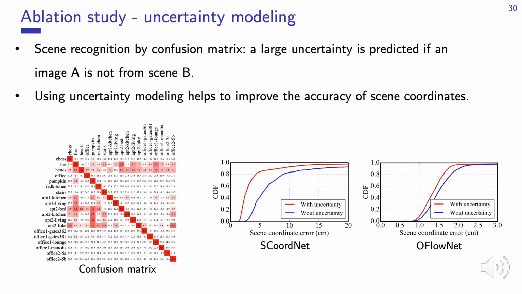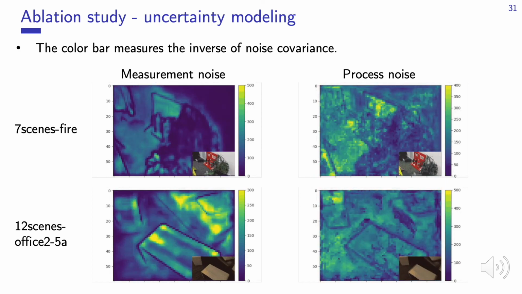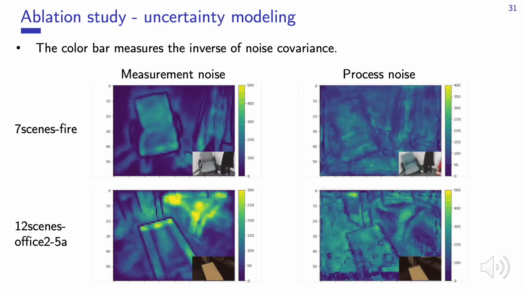Besides, we perform an ablation study on uncertainty modeling. First, it leads to a reasonable confusion matrix. Second, it improves accuracy of both SquareNet and OpticalFlowNet. These are the visualization of the measurement noise and process noise. The brighter color means smaller noise.